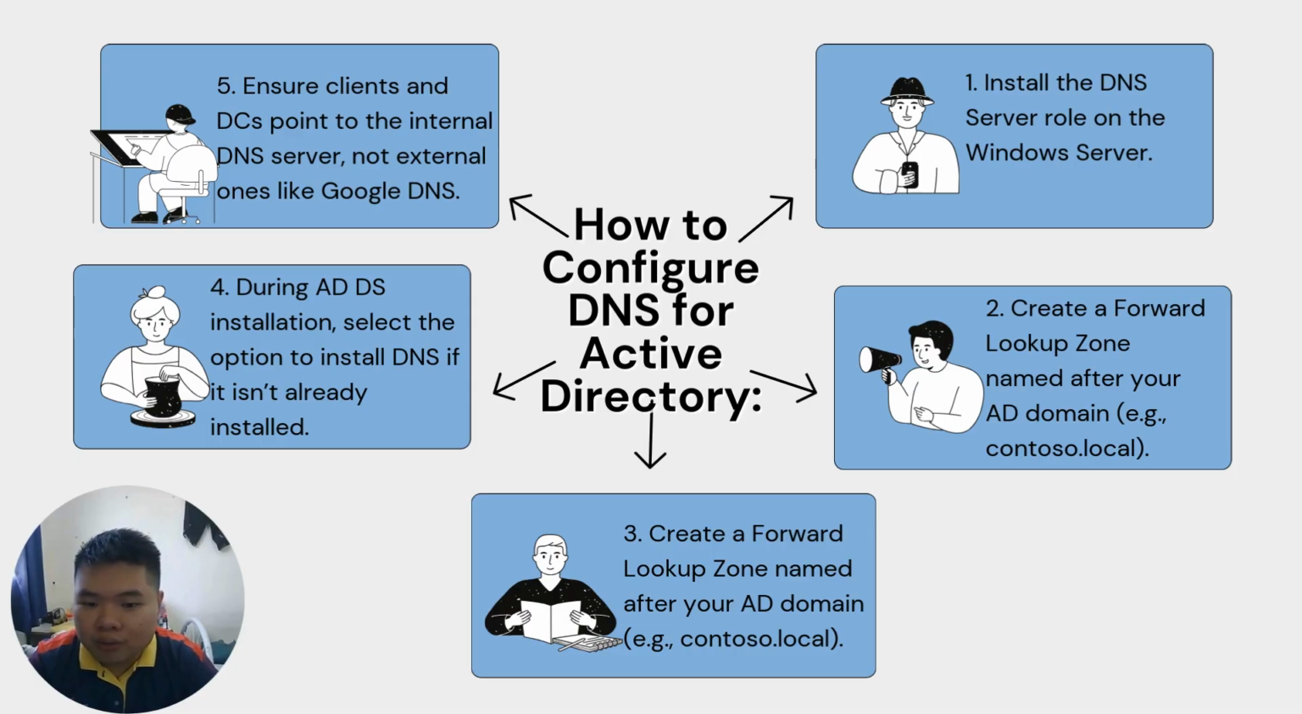So how do we configure DNS for Active Directory? Here there are five parts. First is to install the DNS Server role on the Windows Server. Second, create a forward lookup zone named after your AD domain, for example, contoso.local.